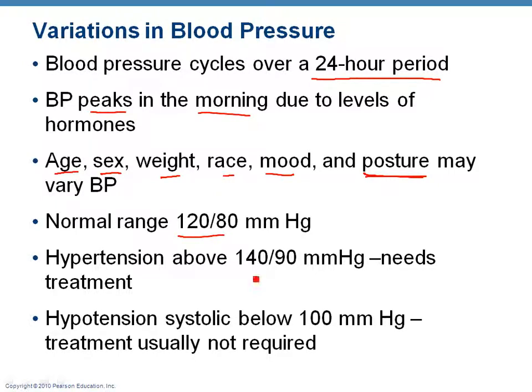If you have a reading that's 140 over 90 or higher, that's considered hypertension. And typically that's going to require treatment. If your systolic blood pressure is below 100 millimeters of mercury, that's hypotension, and typically that's okay. Actually, long life is associated with hypotension. If it's too low, it may be pathologic, but low blood pressure is always better than high blood pressure.